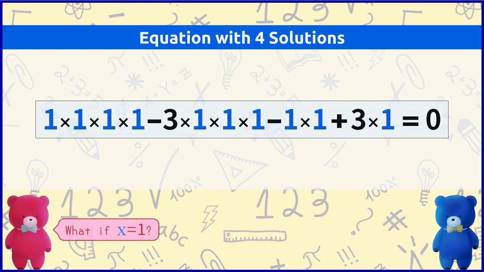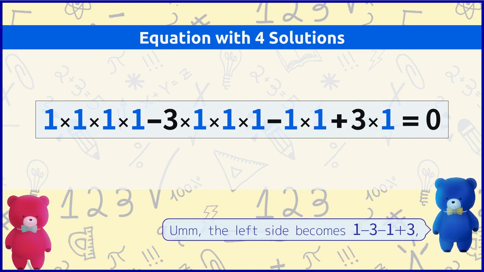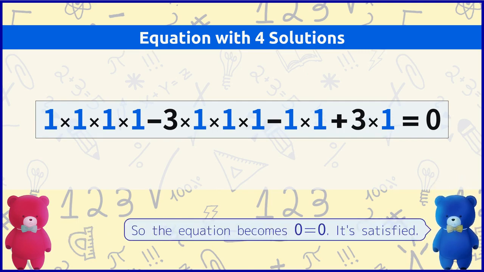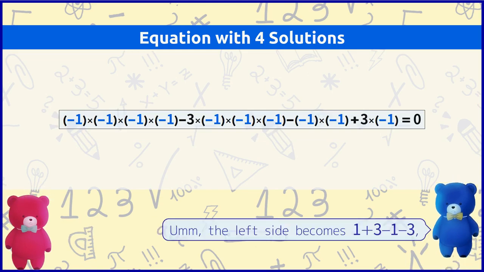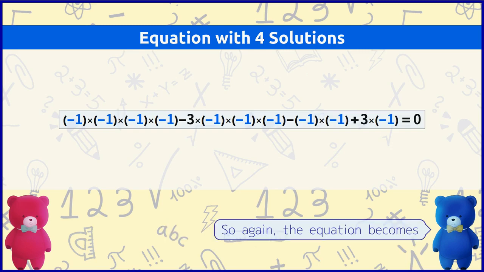What if x equals 1? The left side becomes 1 minus 3 minus plus. So the equation becomes 0 equals 0. It's satisfied. What about when x equals minus 1? The left side becomes plus minus 1 minus 3. So again, the equation becomes 0 equals 0.